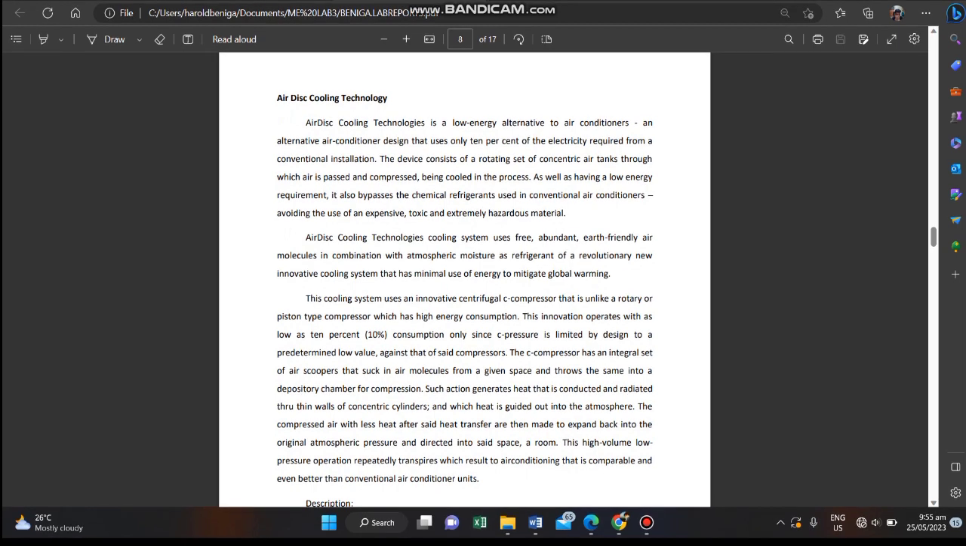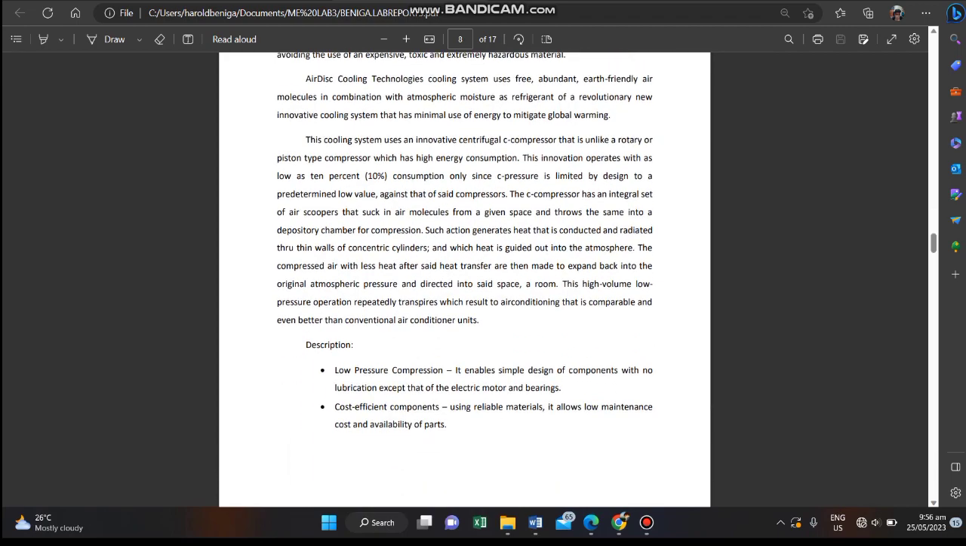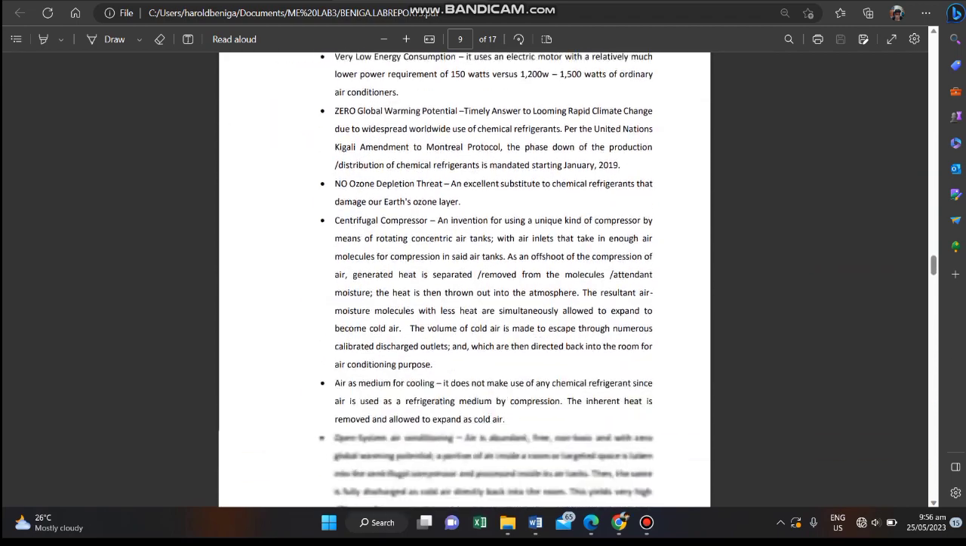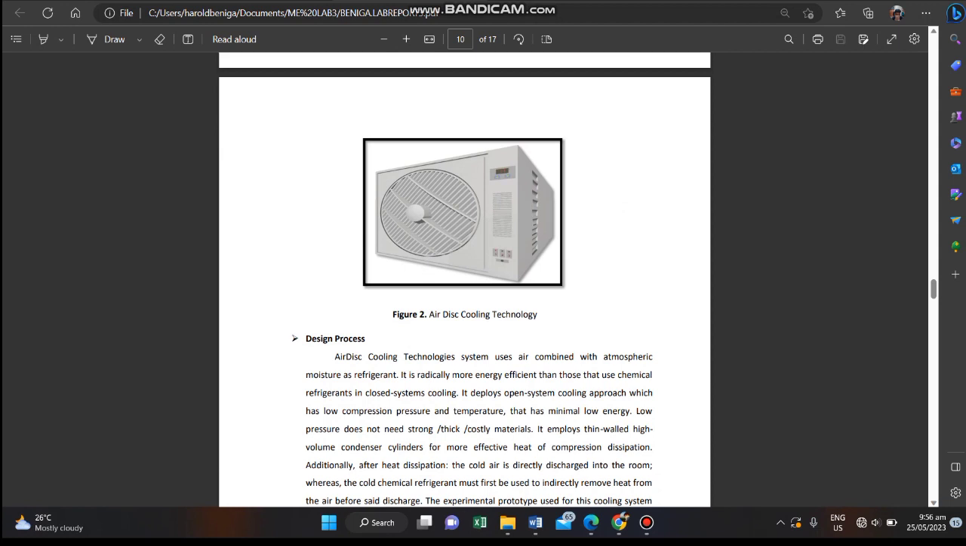The air disc cooling system uses free, abundant, earth-friendly air molecules in combination with atmospheric moisture as refrigerant of a revolutionary new innovative cooling system that has minimal use of energy to mitigate global warming. So this is the figure we provide about air disc cooling technology.